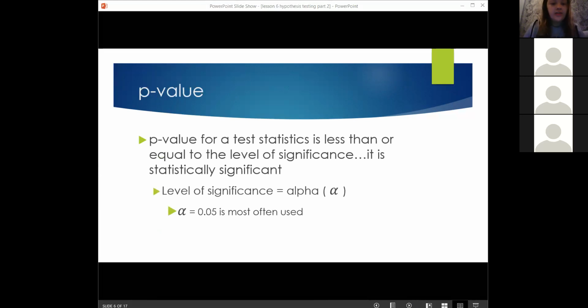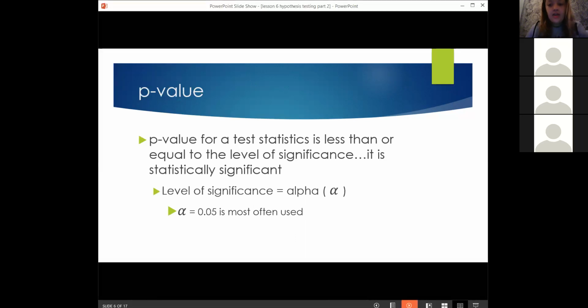So in this case, our p-value is going to be compared to our level of significance. So remember, alpha is our probability of making a type 1 error. So our level of significance is alpha. We often use 5%, 0.05 for this. And that is what we're comparing our p-value to. So we want our p-value to be less than or equal to this significance level in order for it to be statistically significant. Because that's saying that there's a small probability that what we got was basically just by chance. So we always want to keep this in mind.